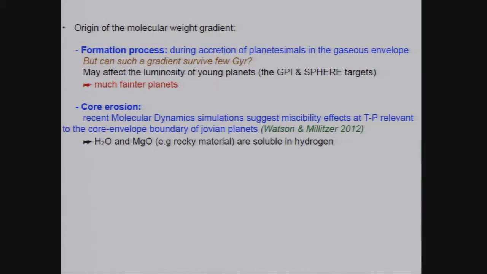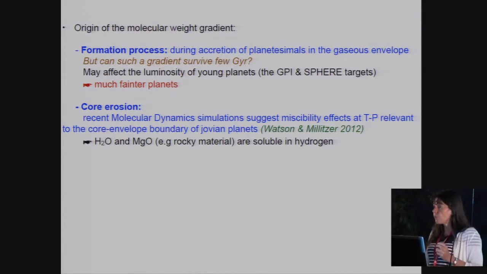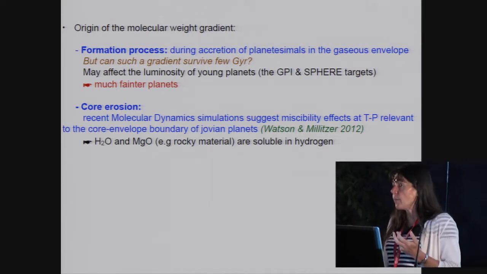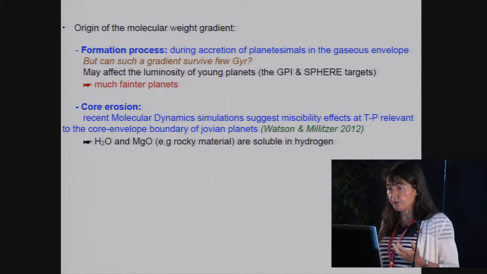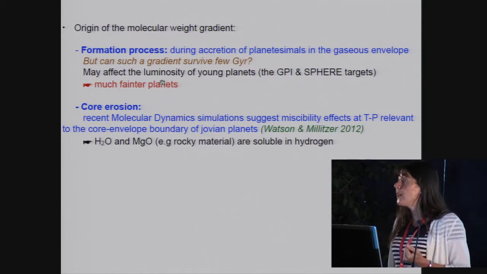So the origin of this molecular weight gradient is very speculative. The first idea is that it could come from the formation process, because you accrete a lot of dirty stuff. And therefore, in your hydrogen-helium envelope, when you accrete the gas as well, you will have this type of molecular weight gradients. The big question is whether you can maintain this gradient during a few giga-years.